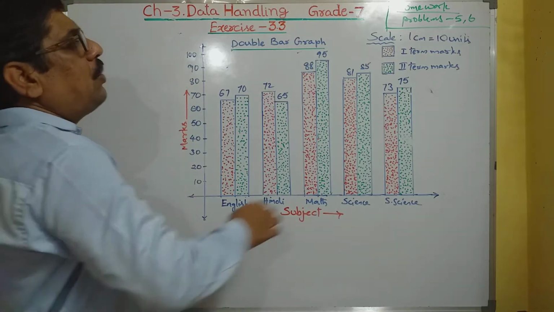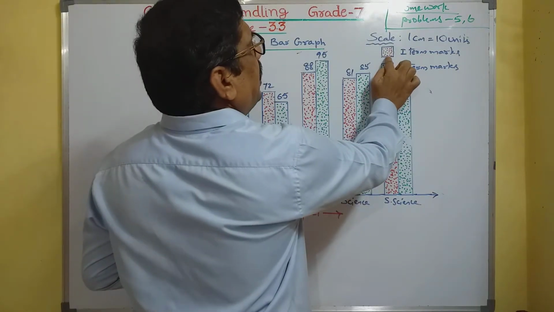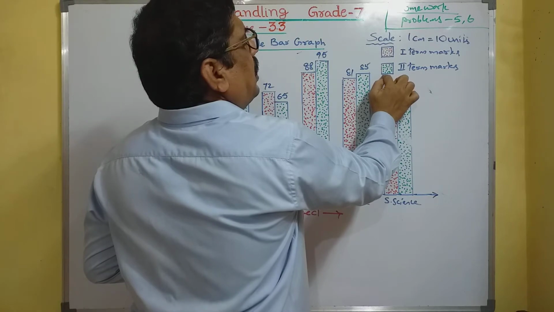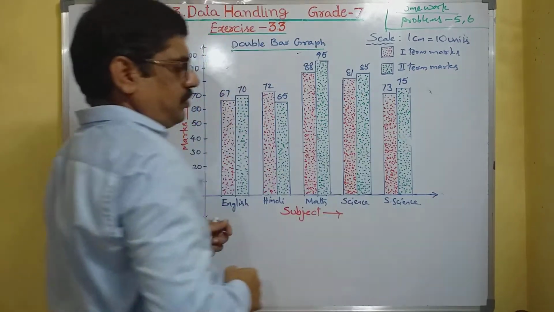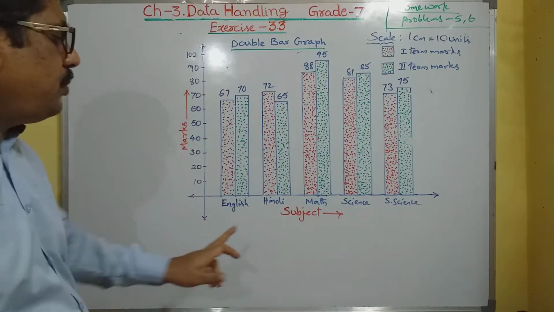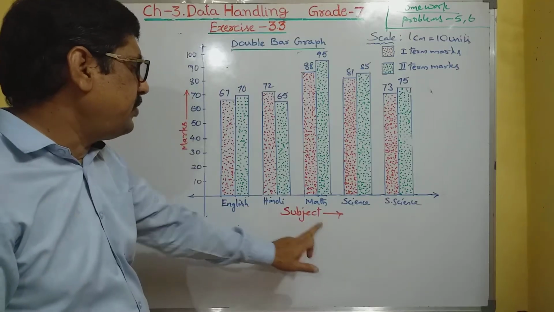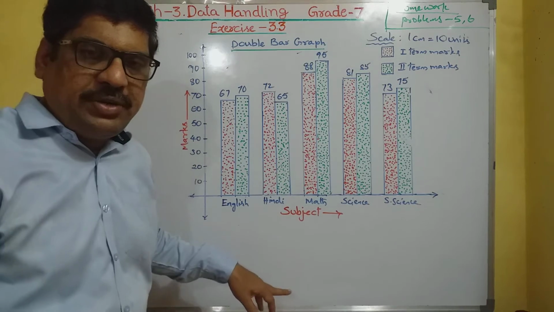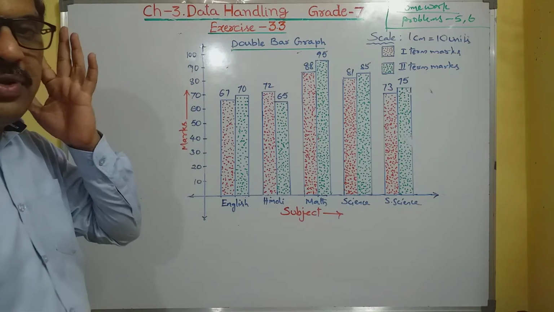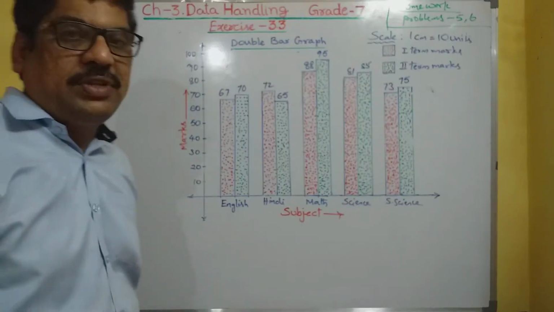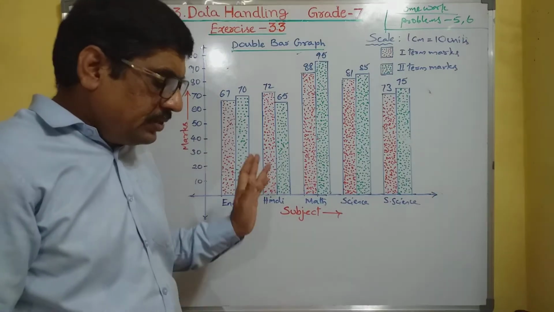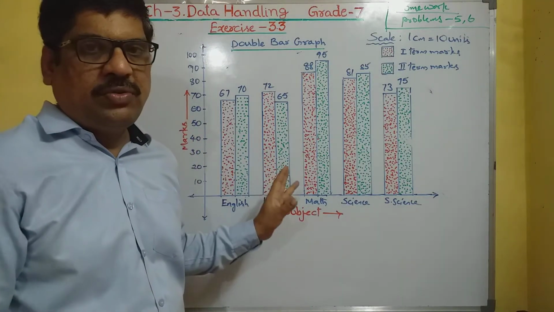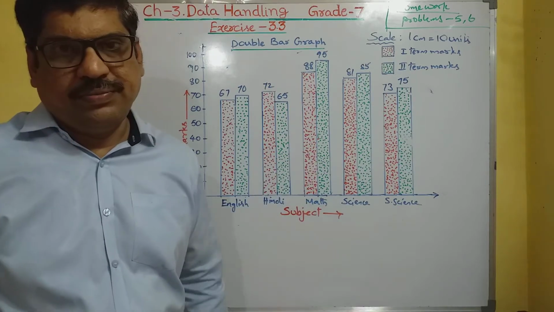Now, here I have represented like this. See, the red color bars represent the first term marks and the green color bars represent the second term marks. Also, we need to write what we have taken on the x-axis and y-axis. On the x-axis, we have taken the given subjects. On the y-axis, we have taken the marks of the student. Okay, this is the information of the student's performance through a double bar graph.